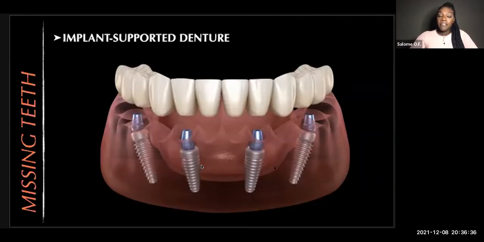Sometimes 2 will be good enough, but 4 is the best. You can get 4 implants placed, and then your denture screws or snaps onto the implants. And now you can feel more comfortable when you're talking, eating, or smiling. You don't feel like the denture is just going to fall out, because it's snapped on to the implants that are in your bone. So you know it's sturdy.